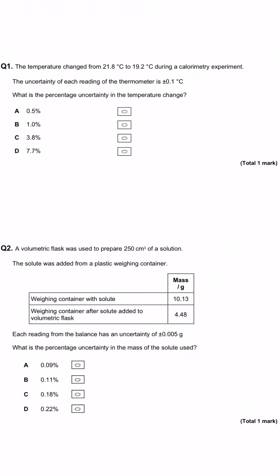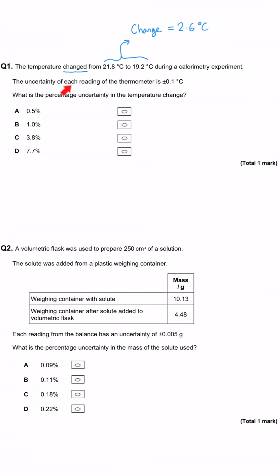Now we're going to take a look at those questions I mentioned earlier. So in these 6 questions, we explore the different ways that percentage uncertainty can be asked about. In this first question, we're asked about a temperature change, and we're told what the temperature starts at and what it goes to. So this is endothermic, but that's not necessary for this question. But the temperature change is 2.6 degrees C. That's the difference between those two numbers.